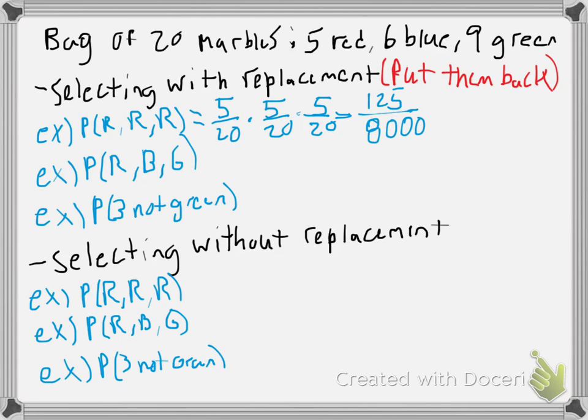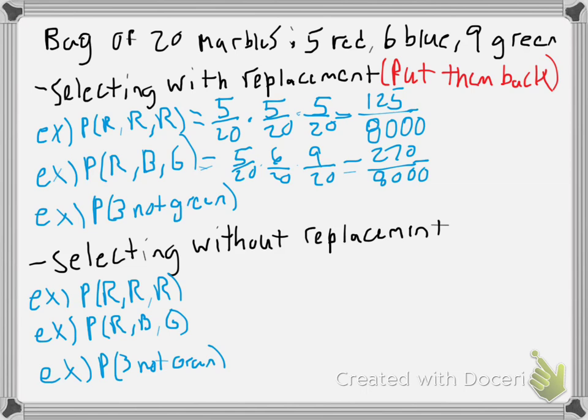Next, what if we want to select 3 marbles and we select with replacement? We get a red, a blue, and then a green. Well, the probability of getting a red, once again, is 5 out of 20. What's the probability that we get a blue? 6 out of 20. And then what's the probability that we get a green? 9 out of 20. Multiply those 3 numbers to get our answer. So we have 270 on the top, over 8,000. And then we can reduce that later.